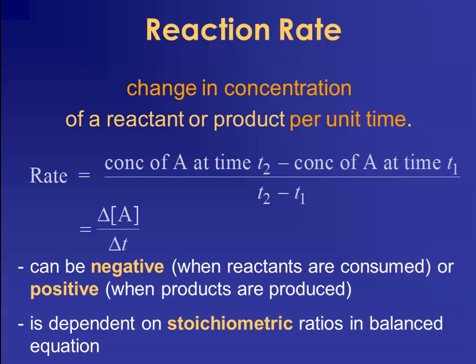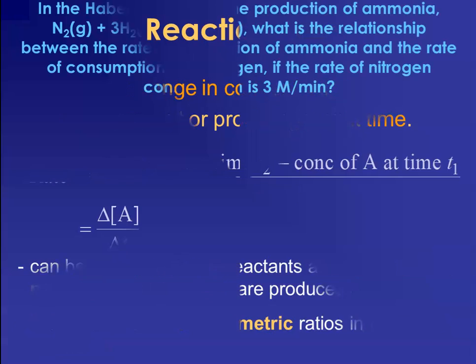For our reactants, those concentration changes are going to decrease because they're being consumed. So if we were just describing the quantity of reaction rate, it would be negative. And for products, it would be positive since they're being made. We can compare reaction rates between reactants and products using their stoichiometric ratios in a balanced equation.